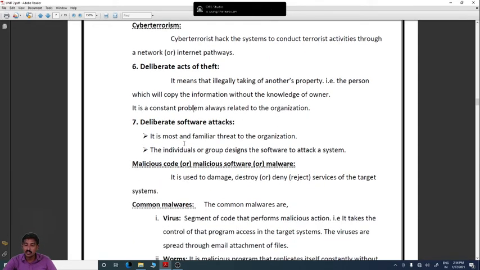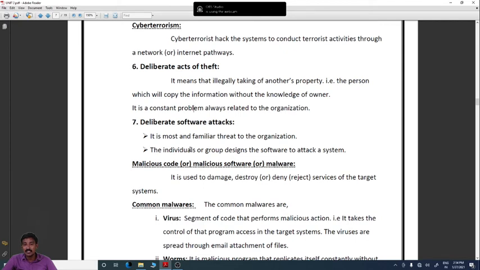And the next one is called deliberate software attacks. A deliberate software attack is the most familiar threat in an organization. An individual or group of designers design software to attack the system. The code is called malicious code, or malicious software, or it may be called malware.